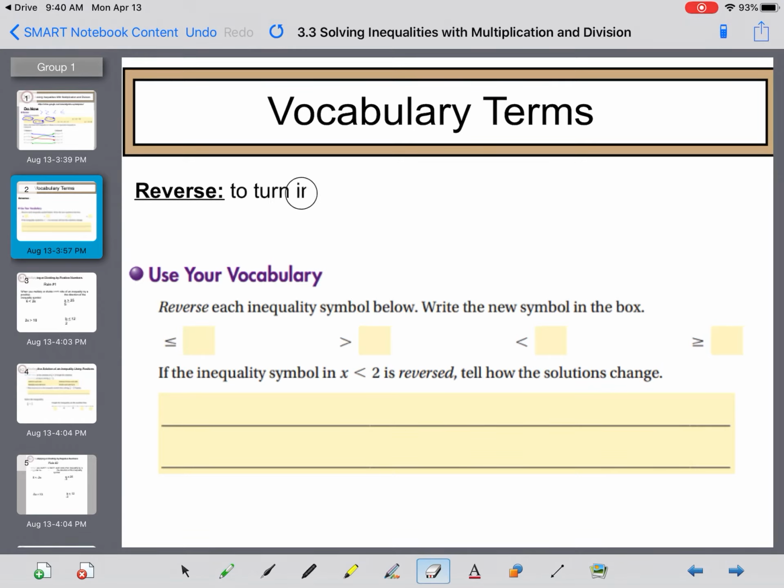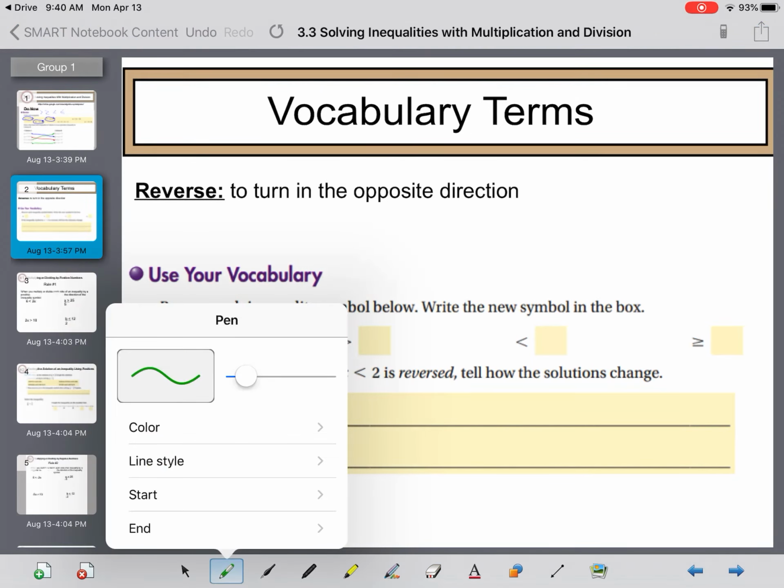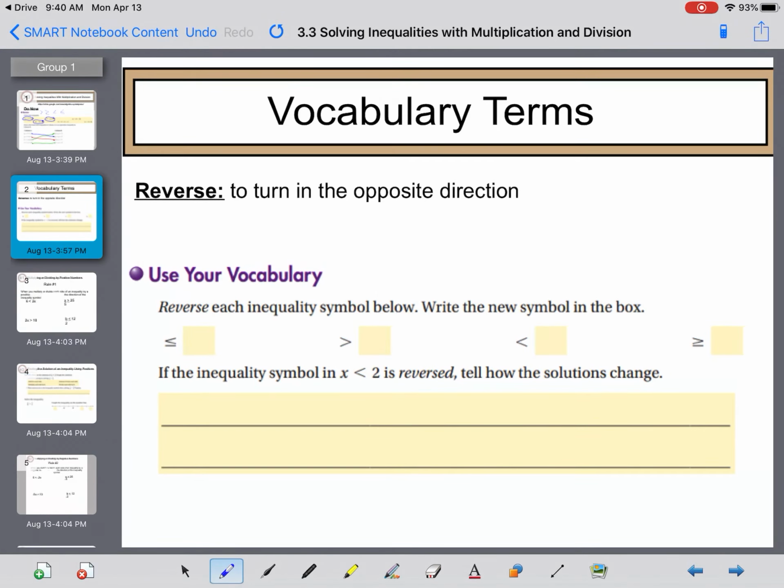Vocabulary terms. To reverse means to turn in the opposite direction. So feel free to pause, jot down your definition, and resume when you're ready to continue. The Use Your Vocabulary section asks you to reverse each inequality symbol shown below. So less than or equal to, reversed, would be greater than or equal to. Greater than reverses to less than. Less than reverses to greater than.